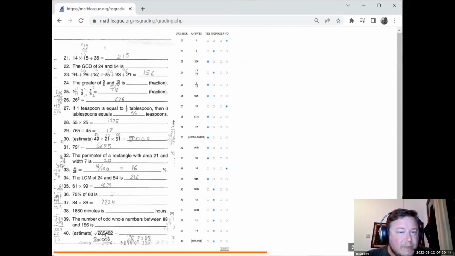216, here we go. 6,039. This one was left blank. 7224, that's a match. Here's a blank, here's a blank, and here's a blank, so I leave the rest of them blank. All right, let's hit submit.